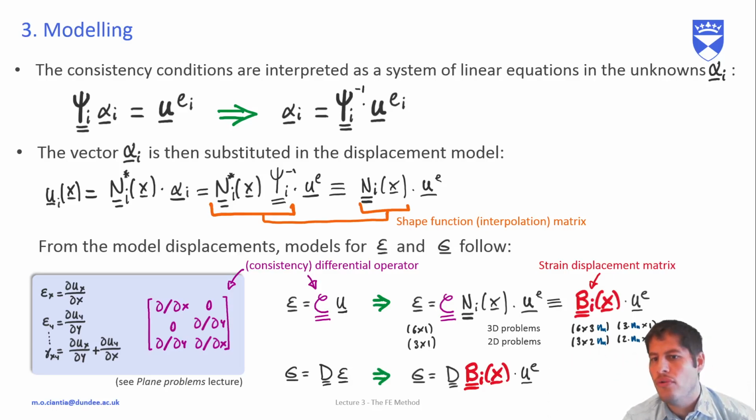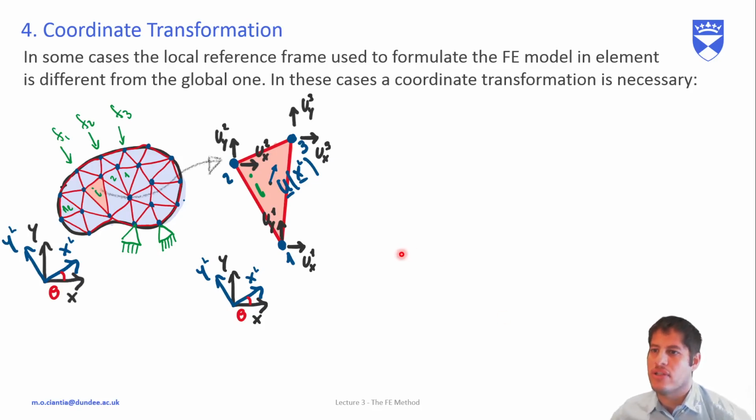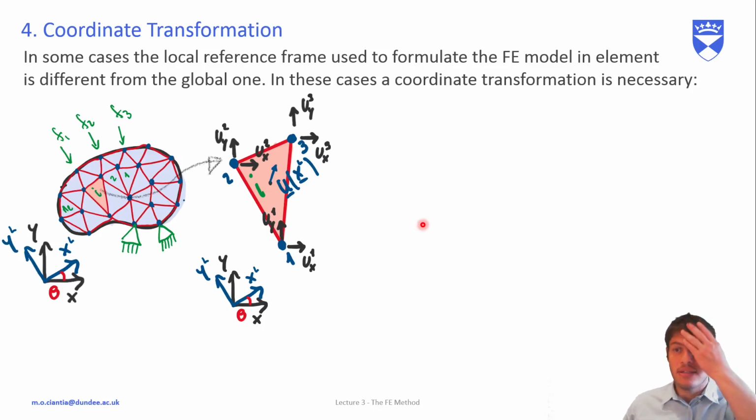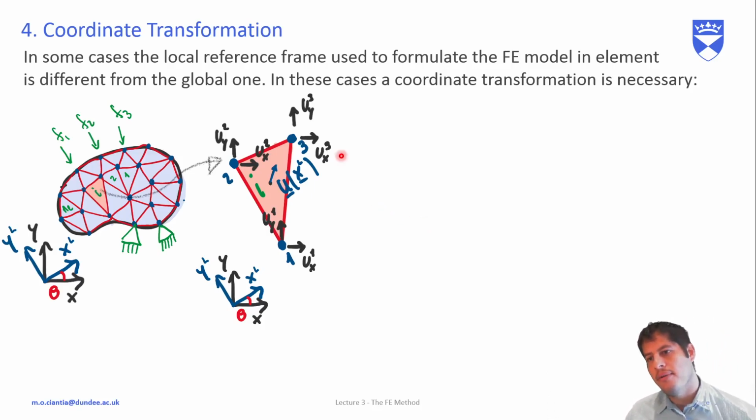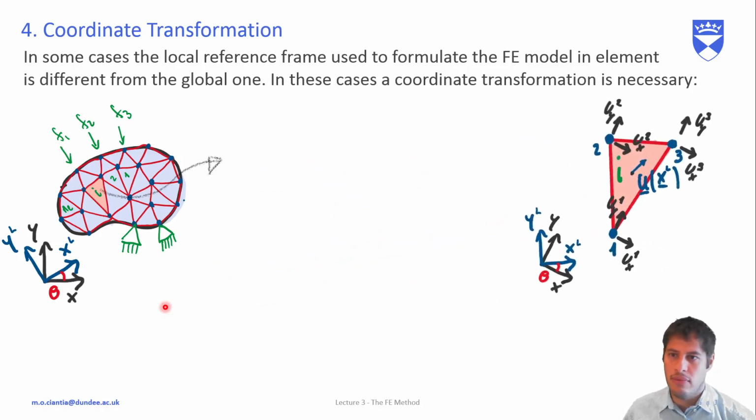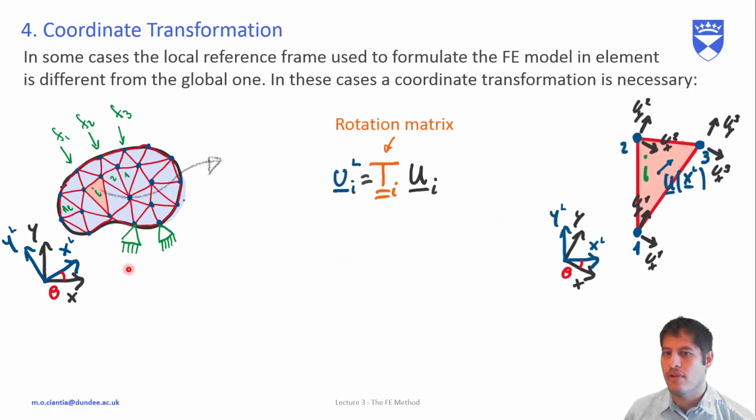So moving on to the coordinate transformation. In some cases, the local reference, for example in this diagram here, of element I, which I rotated, is not the same as the global one. So in this case, what do you expect we'll need to do? Well, we need to do a rotation of the element, so we need a coordinate transformation. This can be done by using a rotation matrix.